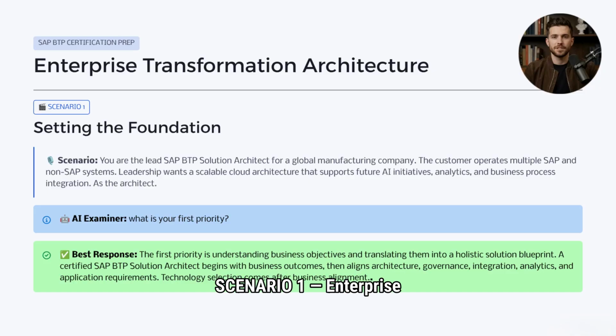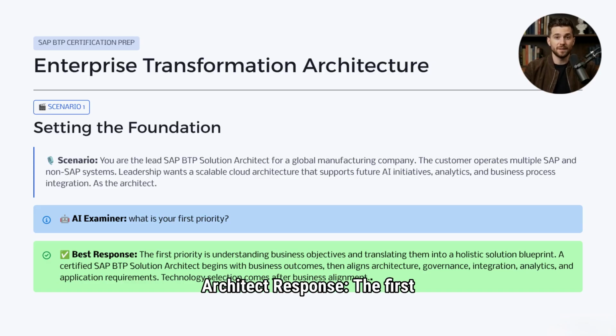Let's begin. Scenario 1. Enterprise Transformation Architecture. You are the lead SAP BTP solution architect for a global manufacturing company. The customer operates multiple SAP and non-SAP systems. Leadership wants a scalable cloud architecture that supports future AI initiatives, analytics, and business process integration. As the architect, what is your first priority?